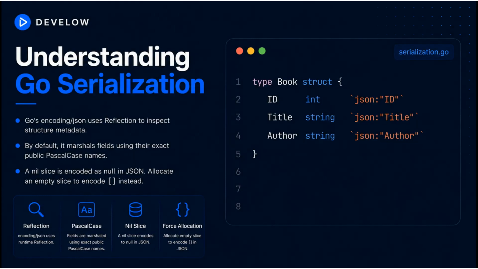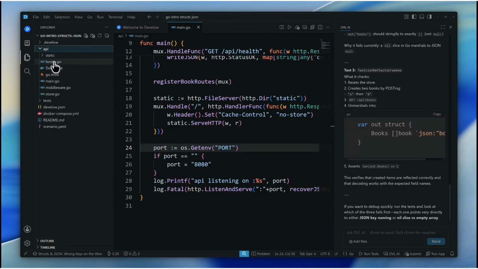Furthermore, we must understand memory allocation for collections. In Go, declaring a slice like var books []book allocates a header whose internal data pointer is explicitly nil. While a nil slice behaves gracefully in pure Go logic, the JSON encoder translates a nil pointer directly to the primitive JavaScript value null. To satisfy strict API contracts, we must forcefully trigger a memory allocation to instantiate an empty, non-nil slice descriptor. Let's jump into the code to apply these principles.